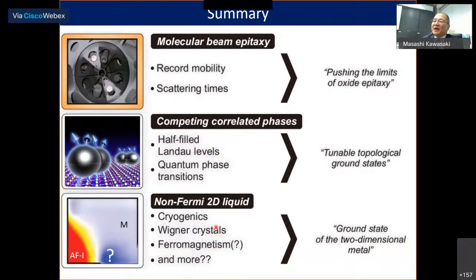And the second topic, I talked on this possible P-wave superconducting state of composite fermions, which is realized as the even denominator quantum Hall state. And the third topic is that in a very diluted, very clean system, we see a very strange electron phase transition between the anti-ferromagnetic insulator, which is supposed to be an anti-ferromagnetic Wigner crystal.